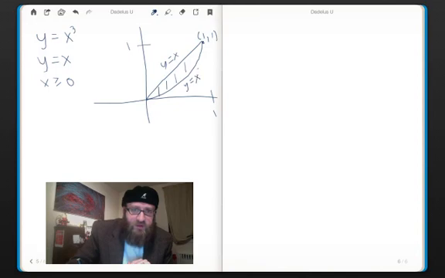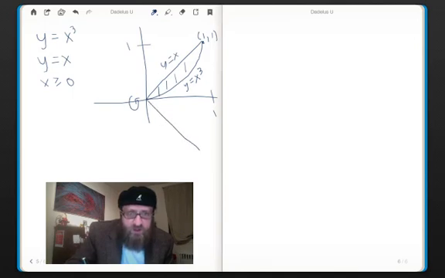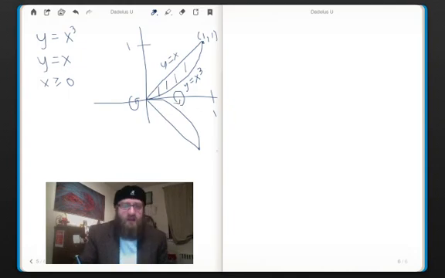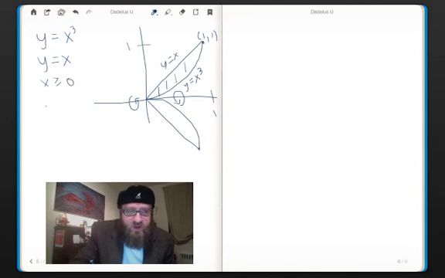Now, to make this a solid, we have to actually rotate it about the x-axis. Imagine spinning this around in a full circle. You'd first get your mirror image down here. And if you imagine the solid that would make, by spinning this around the x-axis, that's the solid for which we want to find the volume. The question is, what is the volume of this solid?